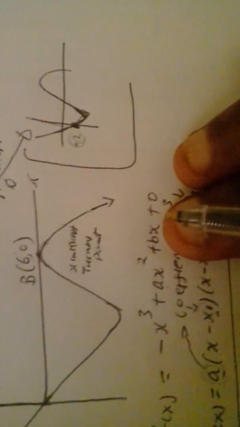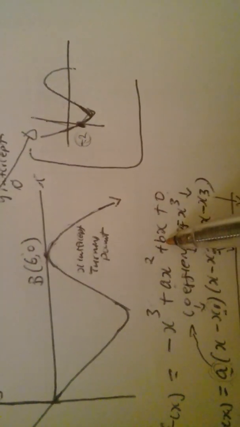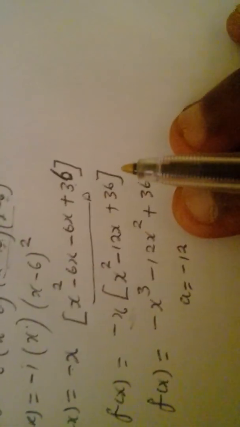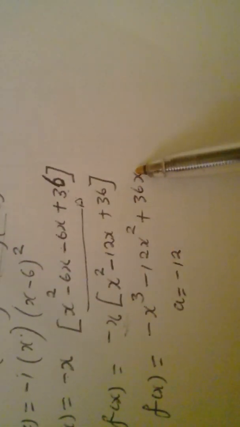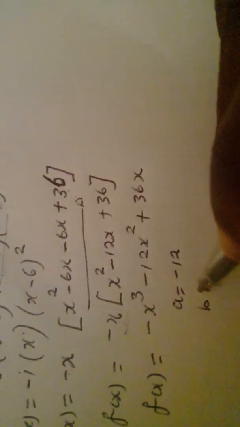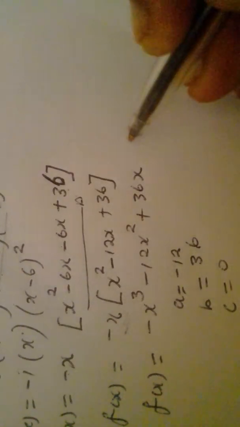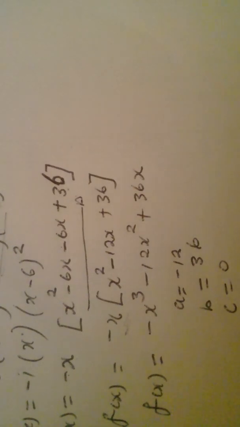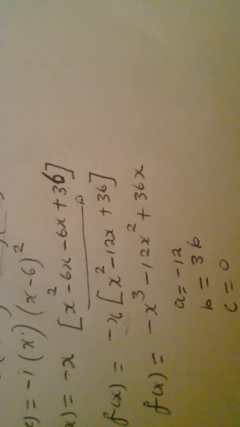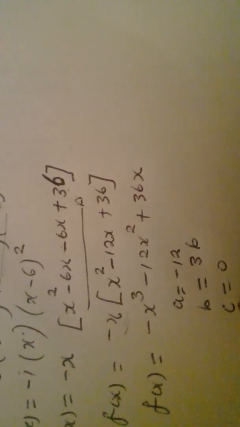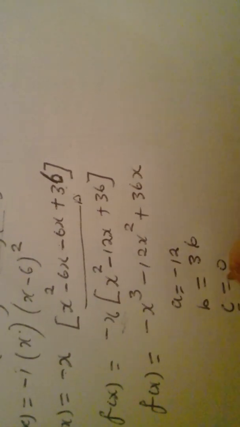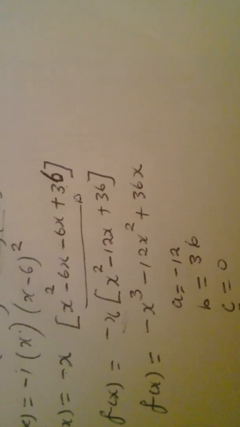Another question was, what is the value of b? b is the coefficient of x. What is the coefficient of x? It's 36. So b equals 36. c is 0. There is nothing here. So c is 0, and I already talked about c at the beginning of this lesson. I said c is the y-intercept, and we have realized that the y-intercept was 0.